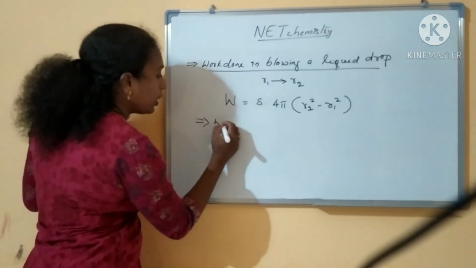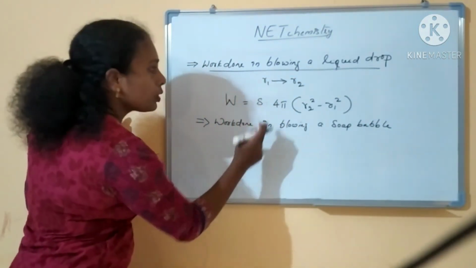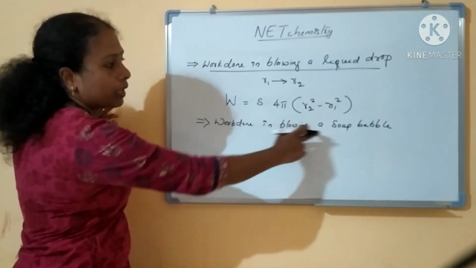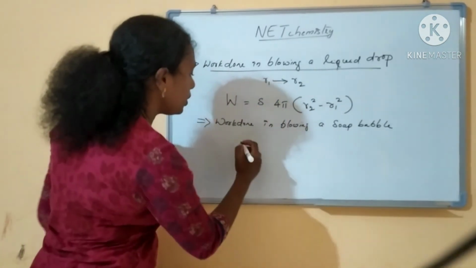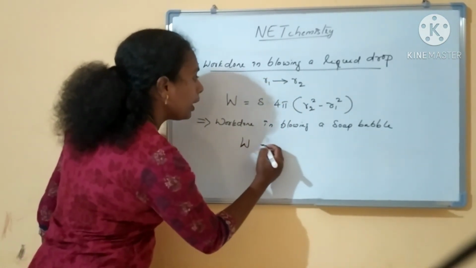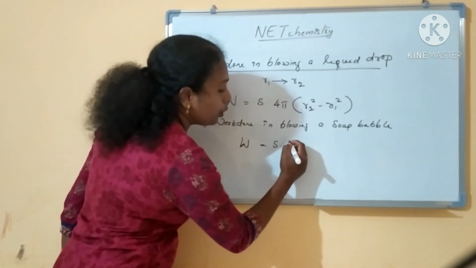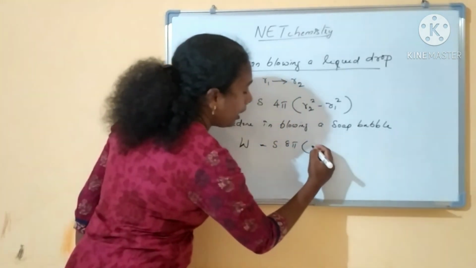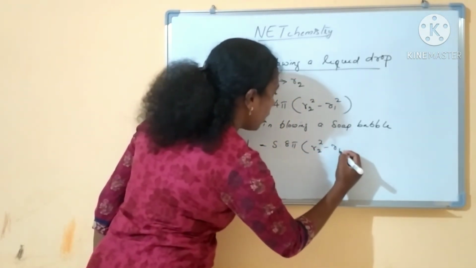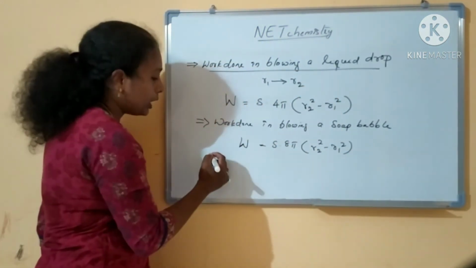Then next is work done in blowing a soap bubble. So the radius goes from R1 to R2. If you are blowing a soap bubble, the radius will be changing. So work done will be found as W is equal to S into 8 pi, that is 2 into 4 pi, into S, and R2 square minus R1 square. This is the equation you have to use for work done in blowing a soap bubble.